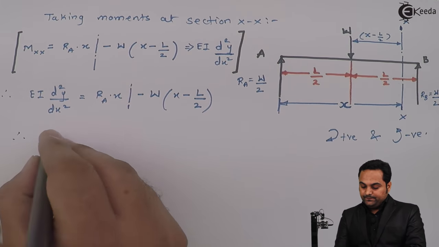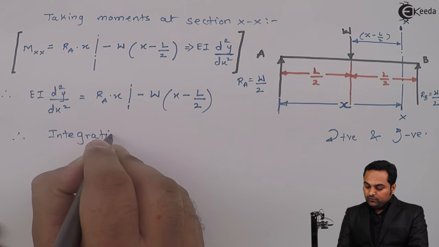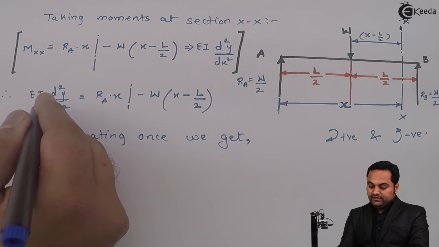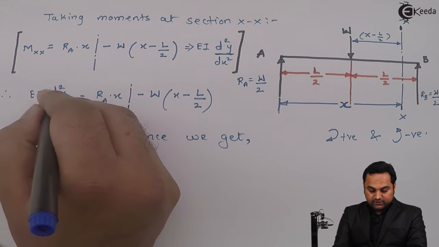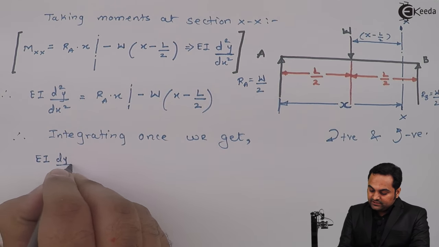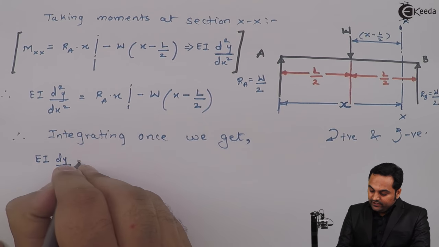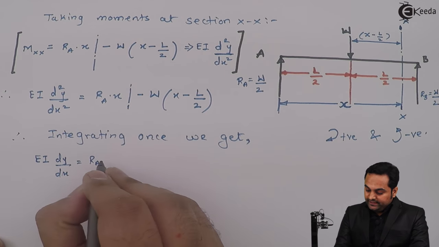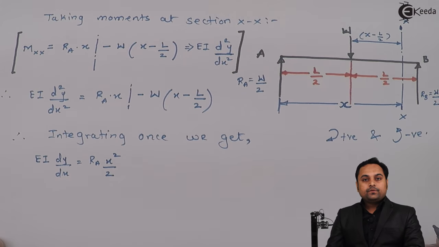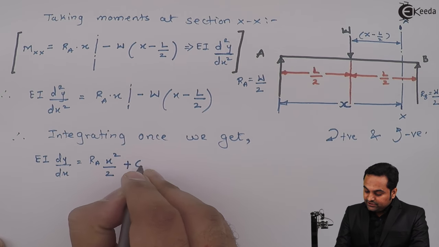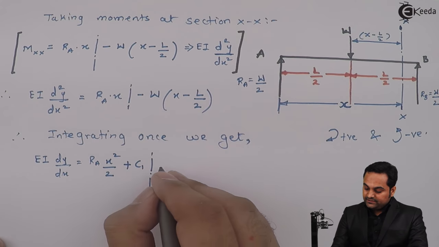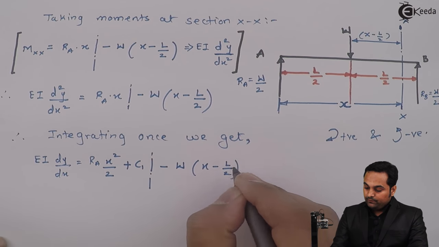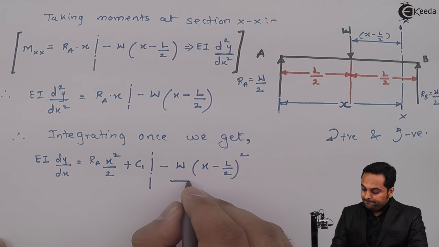So, integrating once, we get, after the integration, EI is a constant, it will remain as it is. Now d²y/dx² will become dy/dx after integration. Here we have RA and this is X, so that will be X square by 2 plus the constant of integration, which is C1, then minus W into this term, X minus L by 2 whole square divided by 2.